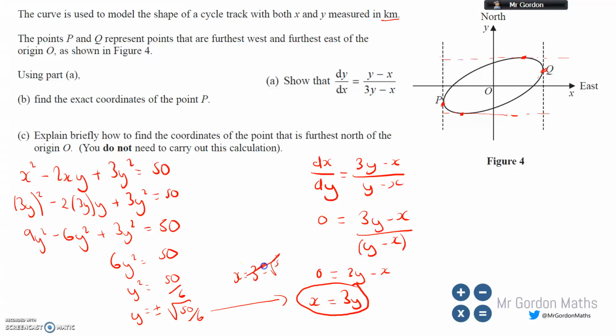So it's going to be x equals plus or minus 3 times root 50 over 6. Okay, so those are my x coordinates here, and those are the 2 coordinates here. Obviously this value here is going to be the 2 negative ones. This coordinate here is going to be the 2 positive results from that. I'm running out of time, so I've rushed that bit.